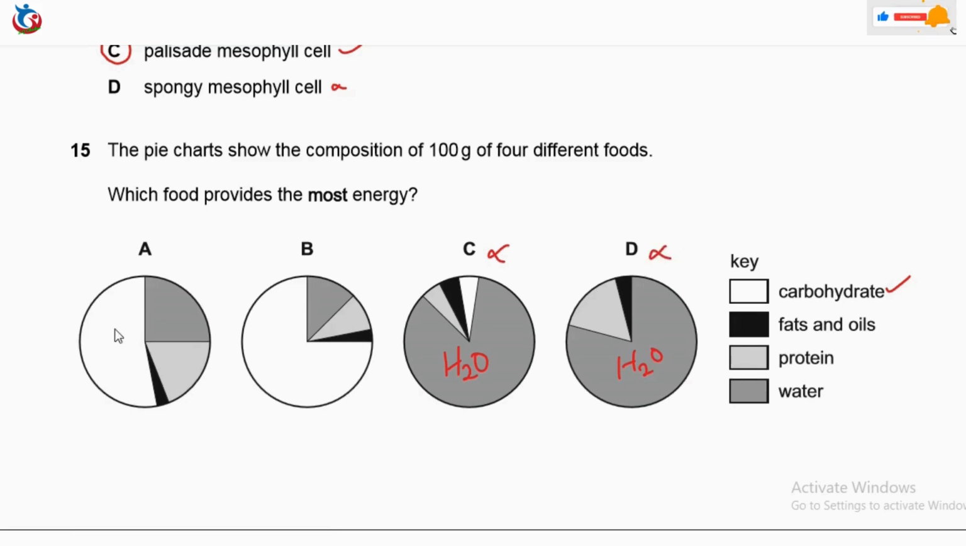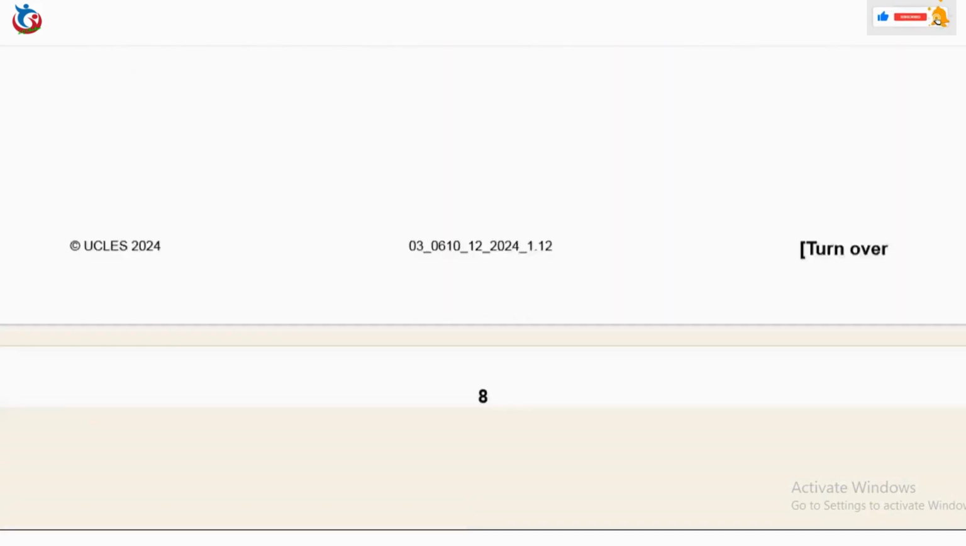So it's now between A and B. Here we have carbohydrates, and this one as well we have carbohydrates. Comparing A and B, you will see that B has the largest percentage compared to A. So our correct answer here is not A, it is B. B has the largest composition of carbohydrates. So we now move to question 16.